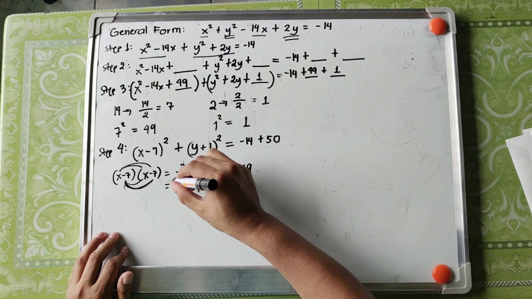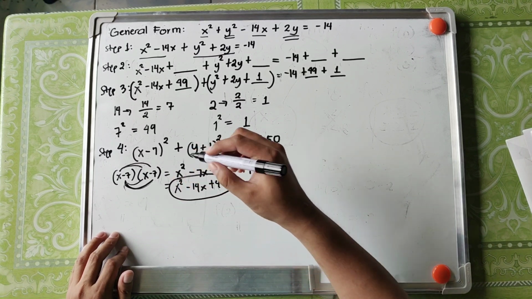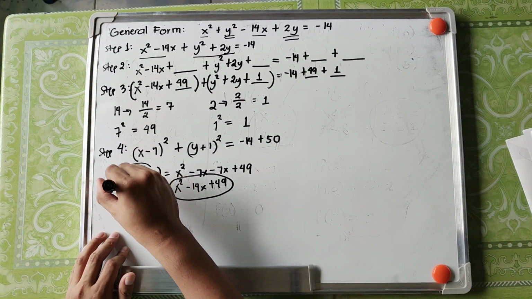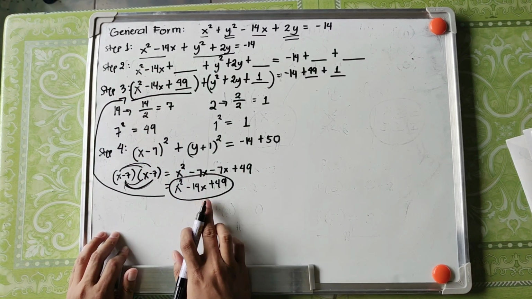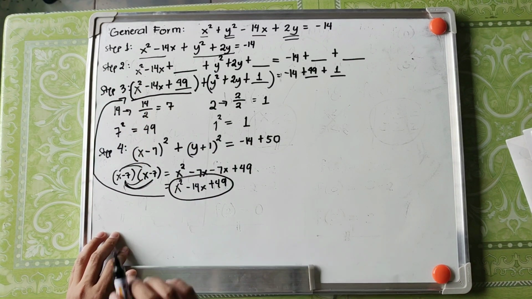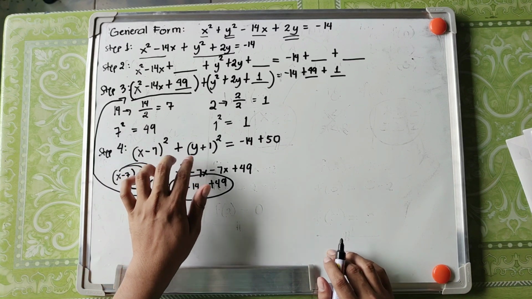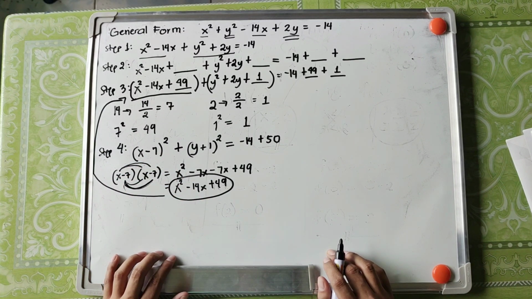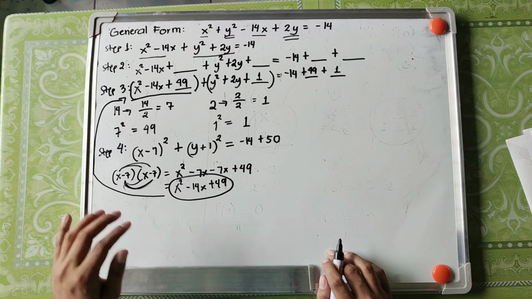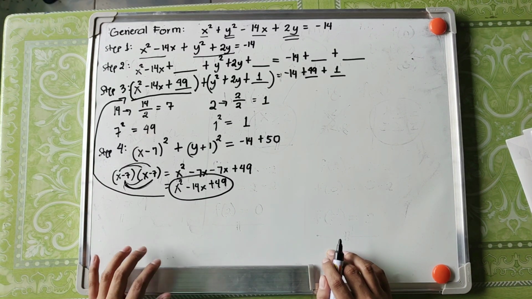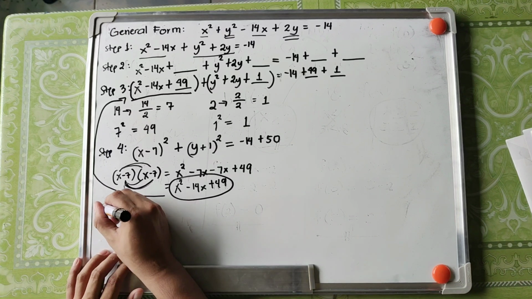O nakita nyo, bumalik lang sa original equation dito sa step 3. Yan. X squared minus 14x plus 49. So they are just the same. So we have to make it into a perfect square trinomial para makakuha tayo ng standard form from the general form. So step 5, simplify. Step 5.